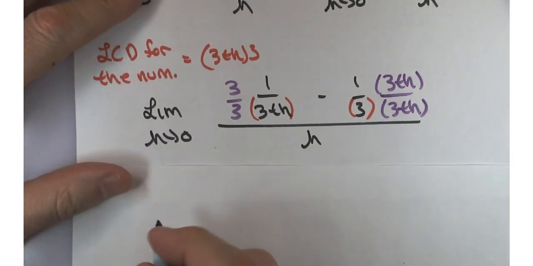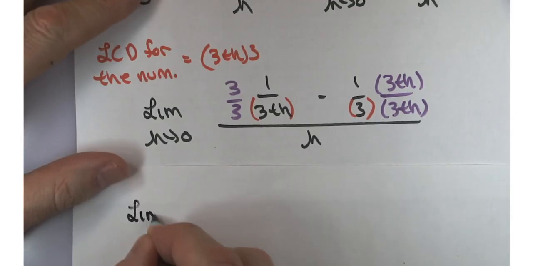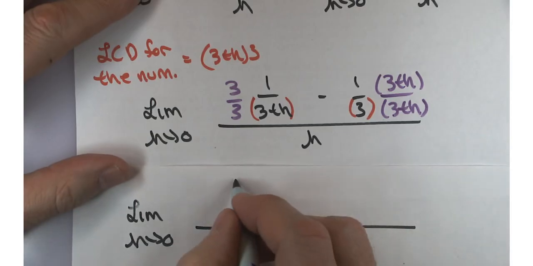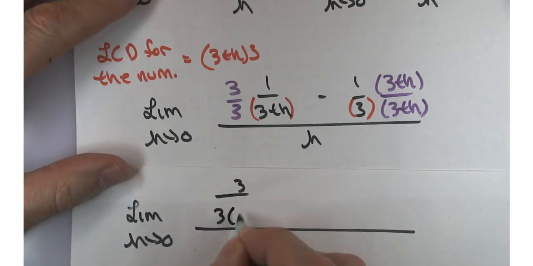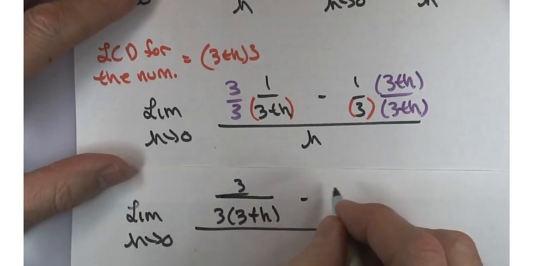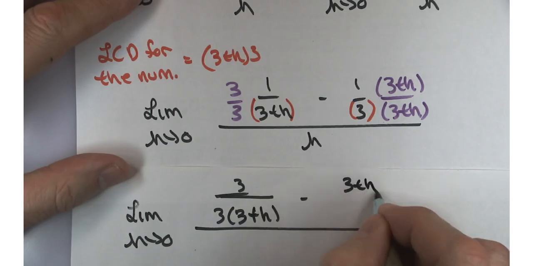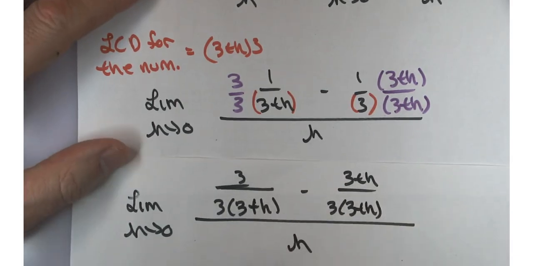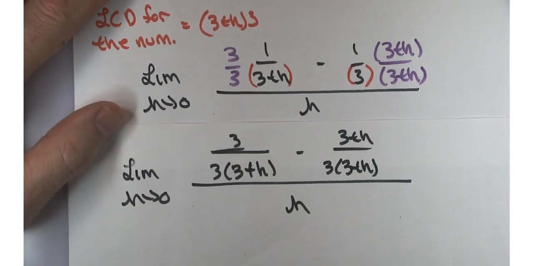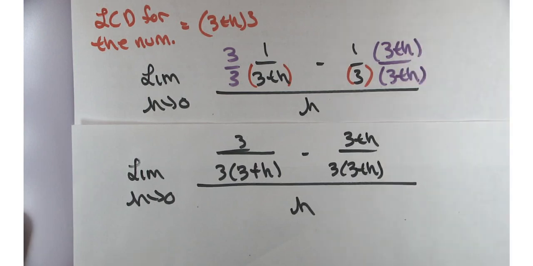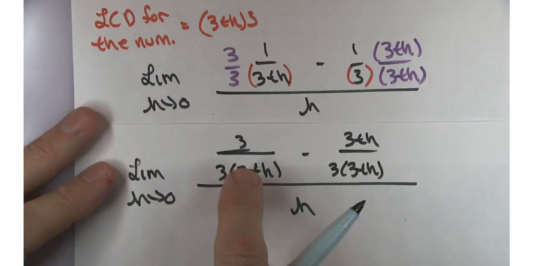So let's see, that's going to be the limit as h approaches 0 of 3 over 3 times (3 plus h) minus (3 plus h) over 3 times (3 plus h), still all over h. So all I did is effectively get a common denominator for the numerator. And guess what? These have common denominators, so I can bring them together.